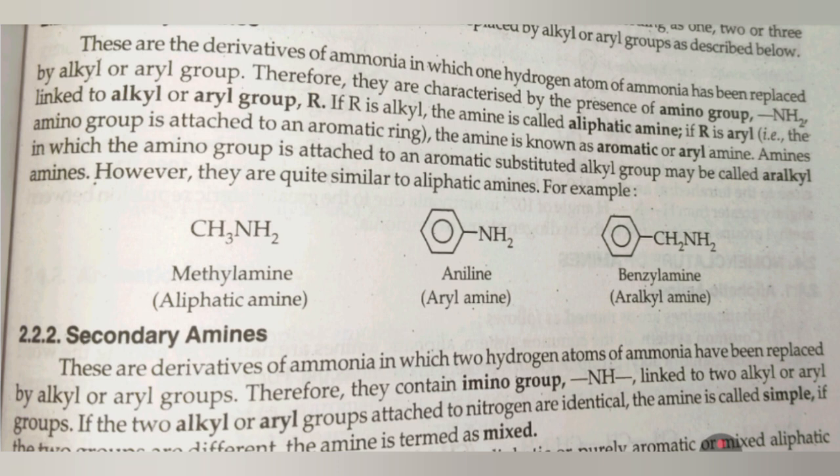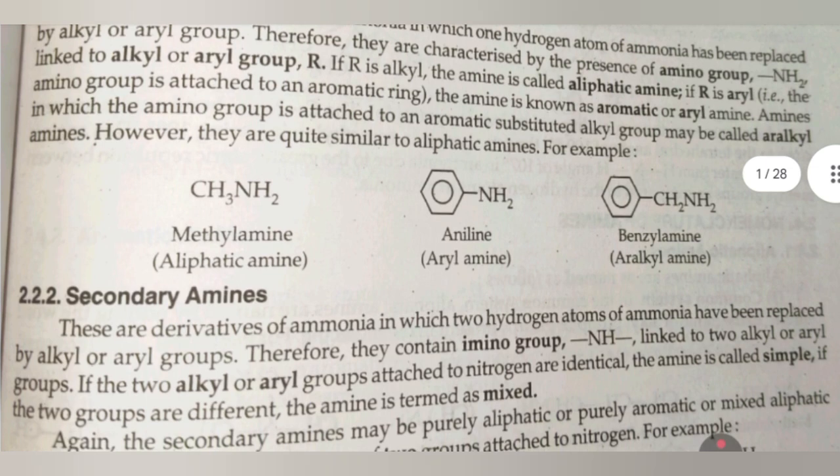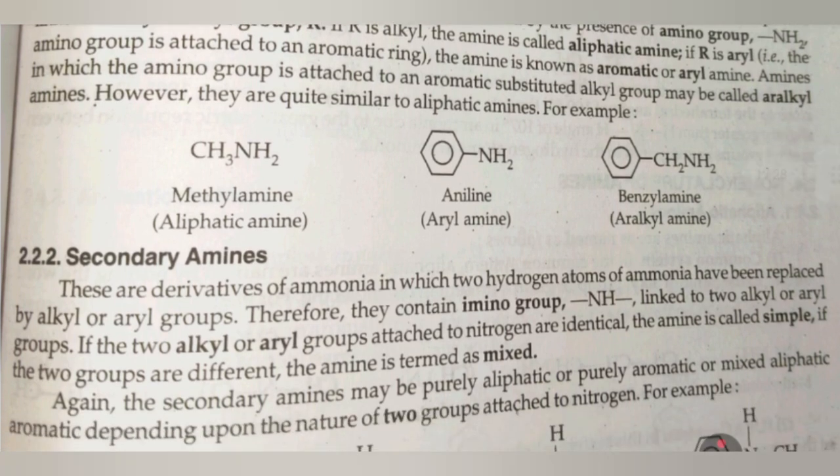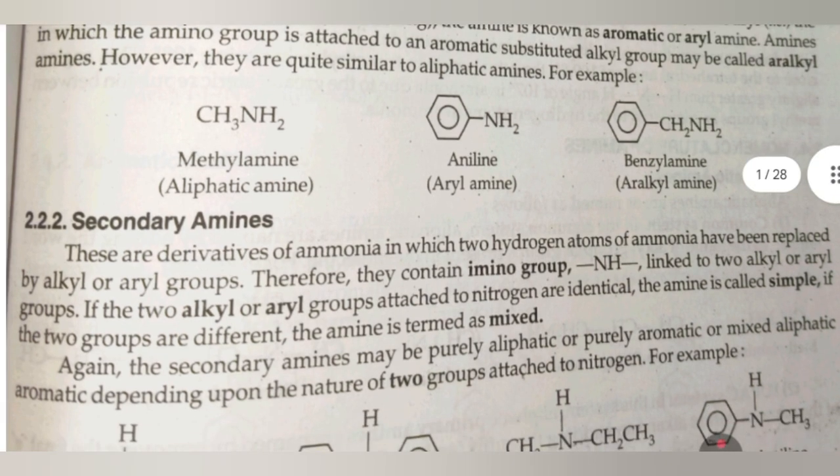R. If R is alkyl, the amine is an aliphatic amine. If R is aryl, the amino group is attached to the aromatic ring, and the amine is known as an aromatic or aryl amine. Amines in which the amino group is attached to an aromatic substituted alkyl group may be called arylalkyl amines. However, they are quite similar to aliphatic amines, for example.